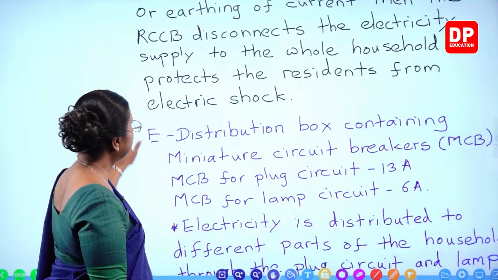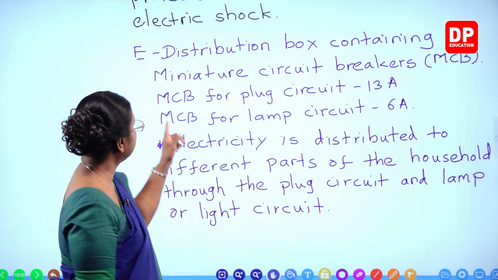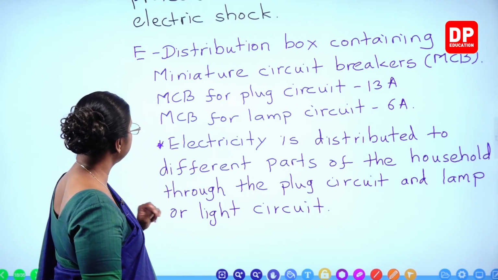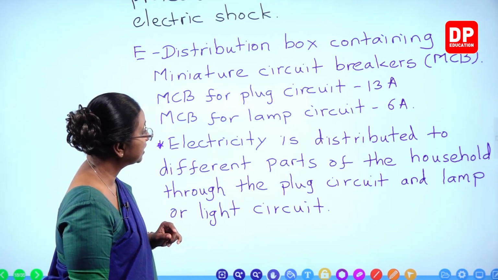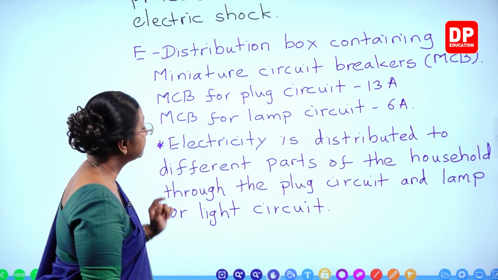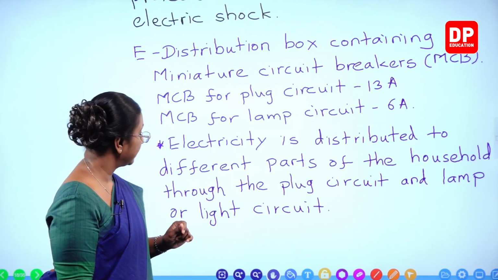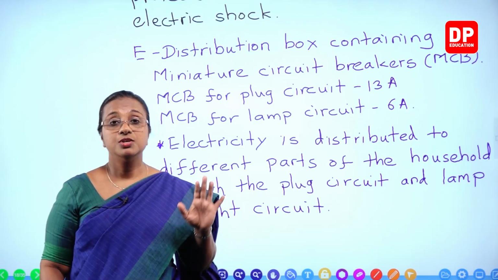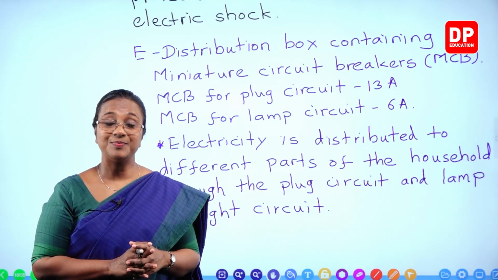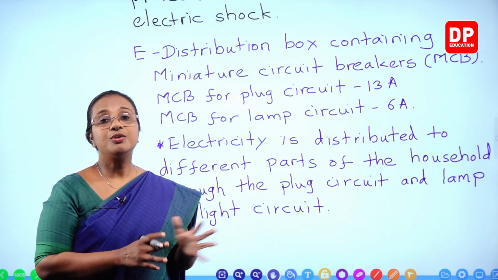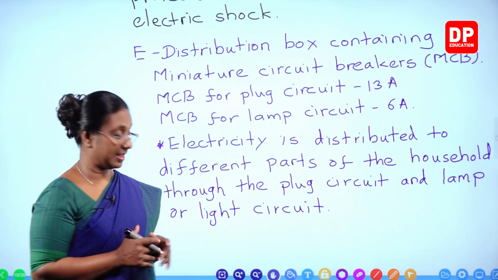And finally, it is the component E, that is the distribution box, containing miniature circuit breakers, MCBs. MCB for plug circuit is 13 amperes and MCB for lamp circuit is 6 amperes. Electricity is distributed to different parts of the household through the plug circuit and lamp or light circuit. So those are the functions of the different components shown in the diagram. I am sure students, you also wrote a similar answer. With that, I'll move on to the next slide.